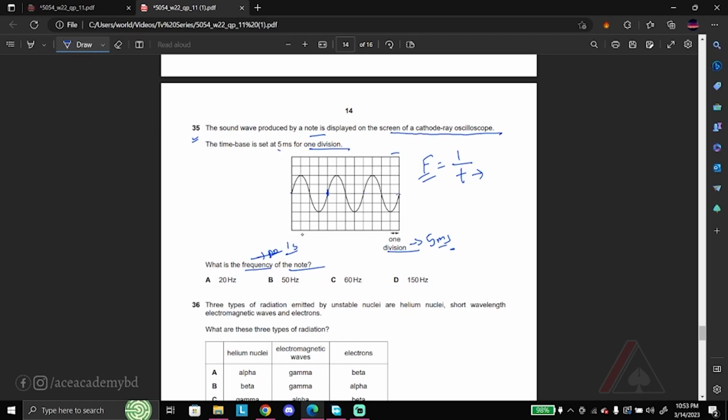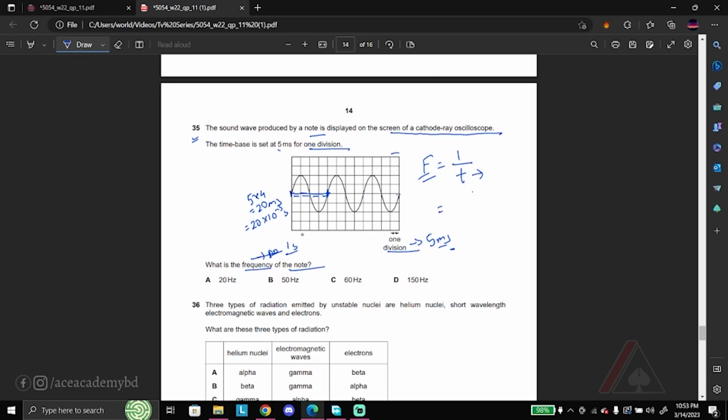So let's mark one wave. This is the starting point, it's the ending point. So this is one wave. So this is 5, 5, 5, 5. So 5 into 4 is 20 milliseconds. Now, if we have to convert this into seconds, it is 20 into 10 to the power of minus 3 seconds.